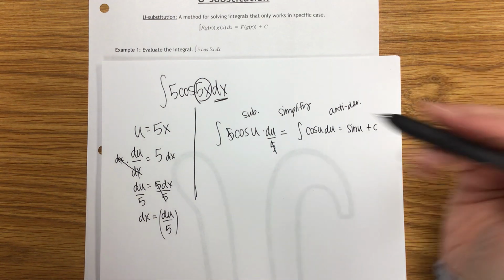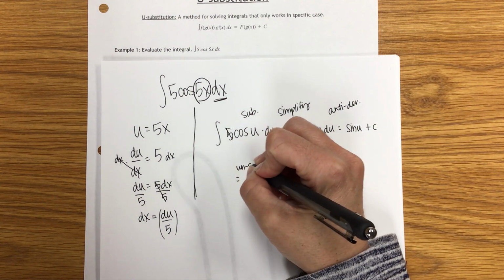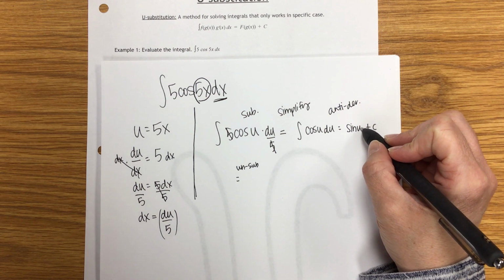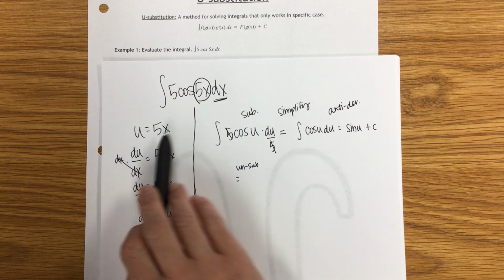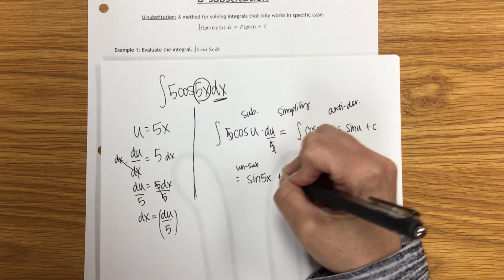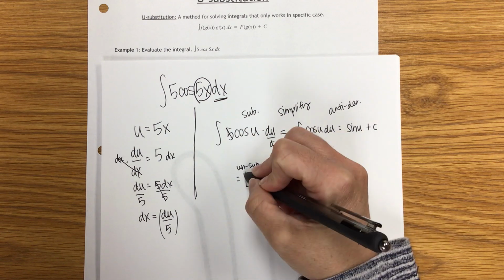The last step is to unsubstitute, and that means I don't want to have u in my answer. I want to have it be in terms of x. So I'll go back to what u is. It was 5x, and put 5x back in. Sine of 5x plus c. And that will be your final answer.